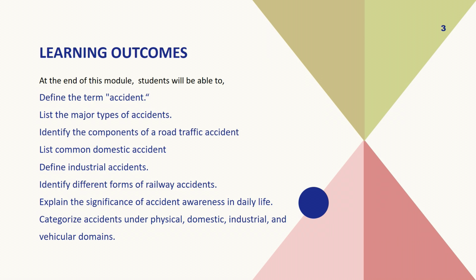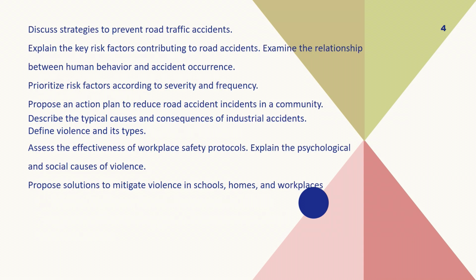A student will be able to define industrial accident. A student will be able to identify different forms of railway accident. A student will be able to explain the significance of accident awareness in daily life. A student will be able to categorize accidents under physical, domestic, industrial and vehicular domains.